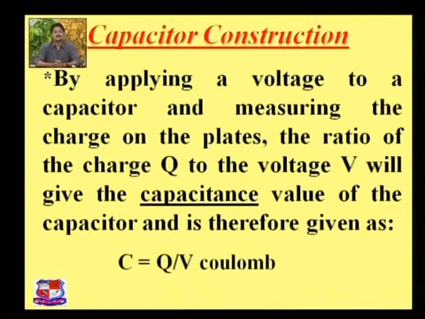So capacitance is the property by which the capacitor holds electrical charge. Here you can see the equation of the capacitance: C equals Q upon V, with the unit coulomb per volt. Here C is the capacitance, Q is the electrical charge generated on one of the two conducting plates of the capacitor, and V is the potential difference or applied voltage to the capacitor.